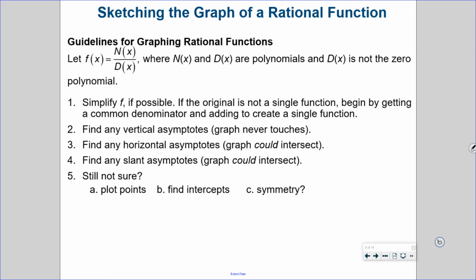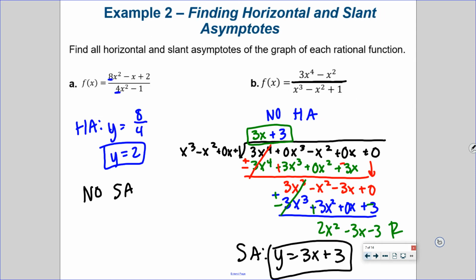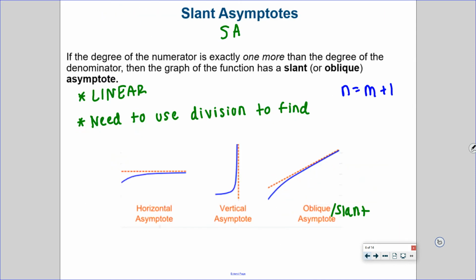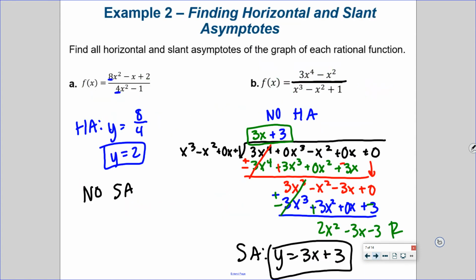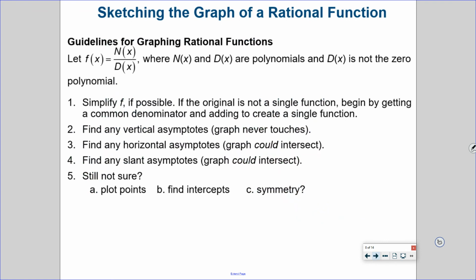So here I just broke it down step by step of what you should be doing. First, simplify your function if you can, meaning if it can be factored, try to factor it because you might discover something such as a hole. I did not do that for this one just because I wasn't asked to find my vertical asymptotes at all. I was just asked to find horizontal and slant, so I didn't, but you could factor that if you wanted to. The bottom is the difference of squares. I don't know if the top factors. I don't think it does. No, it doesn't. That's what you should do first.